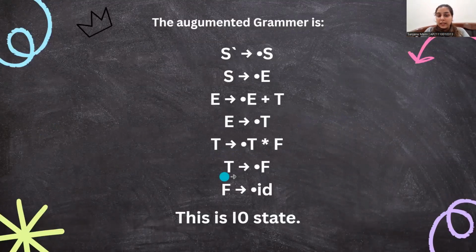Next, we need to see the next variable. The next variable is F, so T tends to dot F.